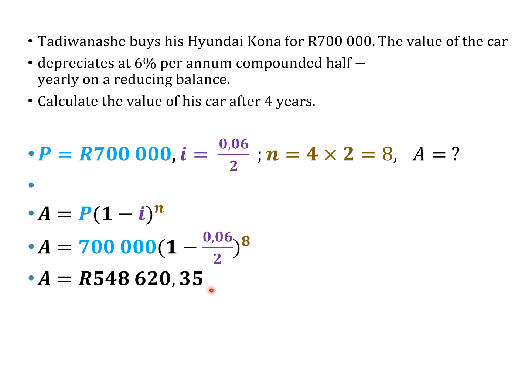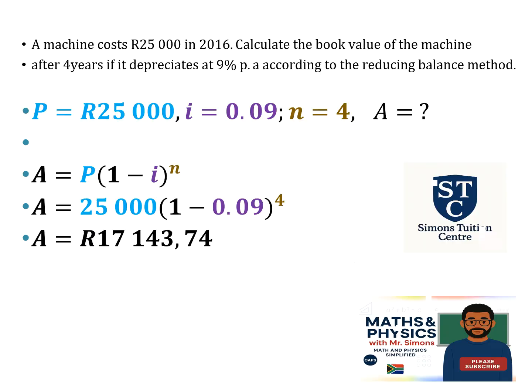Which gives me the correct answer, 548,620.35. In the initial video that I did before changing this, I actually had 584. So I made an error there, wrote the two numbers around, but 100% correct, it's 548,620 Rand 35 cents. Now let's go to the next problem.